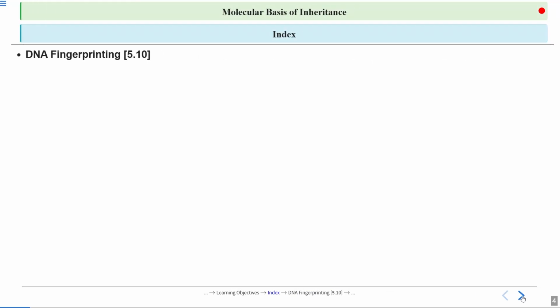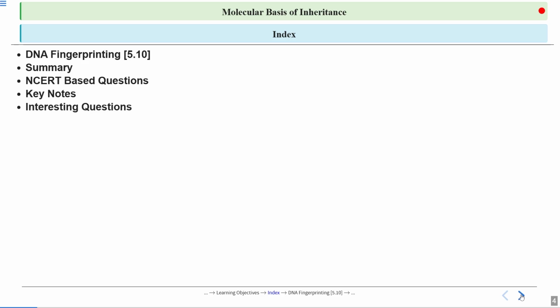Then today's index is like this. We are going to cover NCERT section 5.10, which is DNA fingerprinting. Then there will be a summary slide, where we will summarize the whole class for you. Then there will be some NCERT based questions that we are going to solve together, followed by keynotes, and lastly there will be some interesting questions that you will solve yourself.